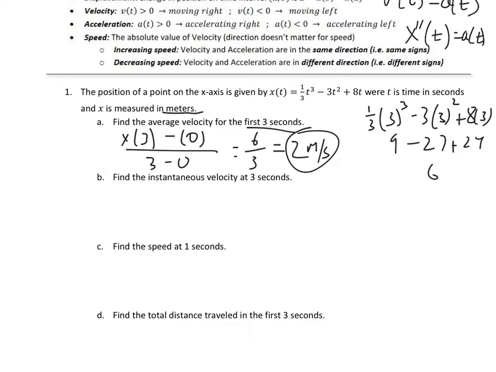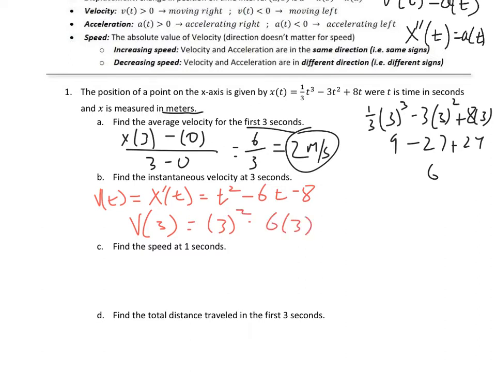We're measuring in meters, so that's 2 meters per second. If we want instantaneous velocity, like we talked about above, we've got to find the derivative. Velocity is the derivative of position, which is going to be t squared minus 6t minus 8, just using our power rule. And then we want to find the velocity at 3 seconds, so that's 3 squared minus 6 times 3 minus 8.